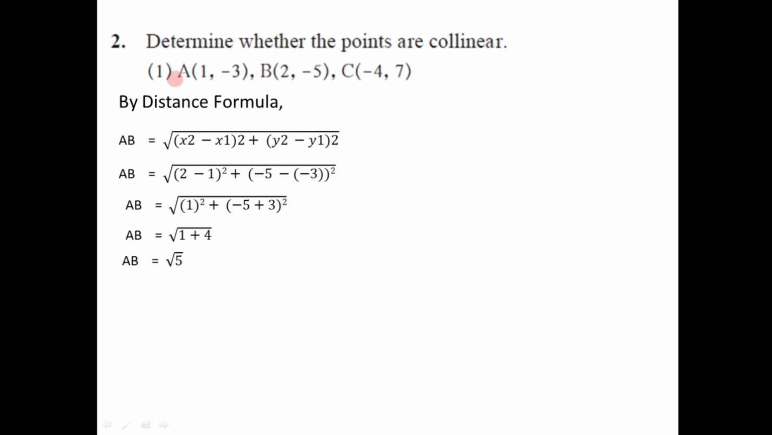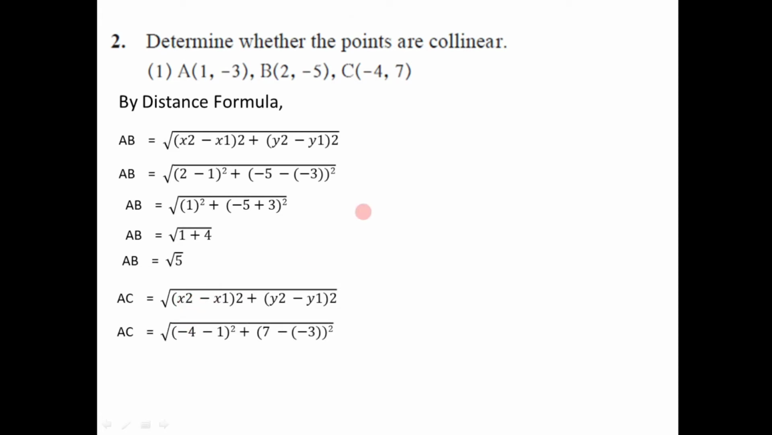In the same way we can find the distance between points A and C by using the formula AC is equal to under root (x2 minus x1) square plus (y2 minus y1) square. This time we are finding the distance between points A and C, so we'll treat the coordinates of A as x1, y1 and the coordinates of C as x2, y2. So in this formula we get (minus 4 minus 1) square plus (7 minus (minus 3)) square.